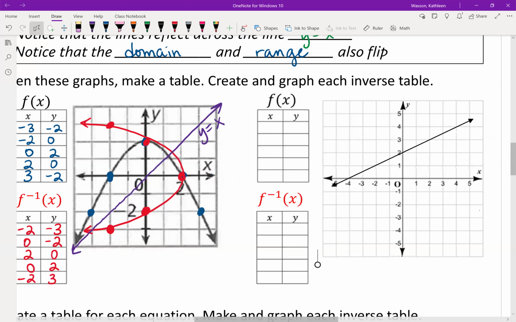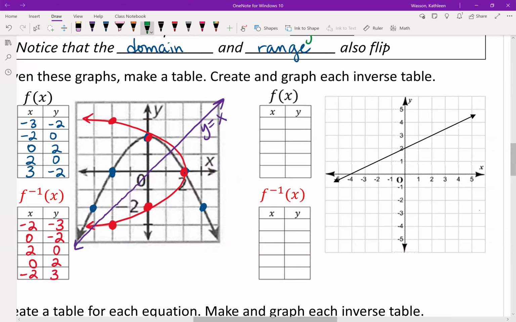I can also make a table from this second graph. I'll choose points that seem to cross on a grid mark. I have a place to write 5 points. So I'll write in -4, 0 and -2, 1. I can write 0, 2 and 2, 3 and 4, 4.